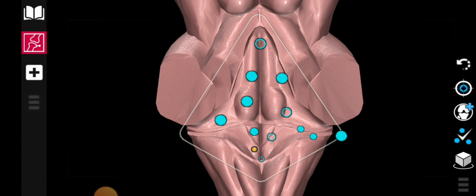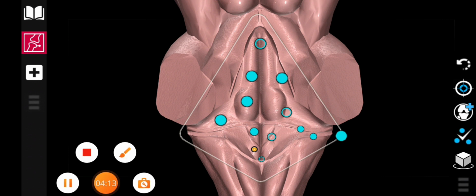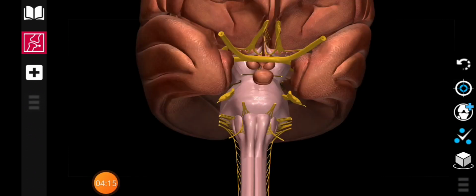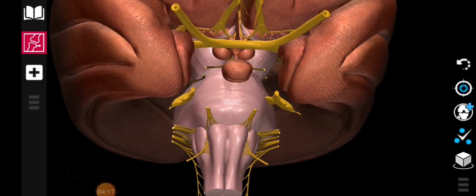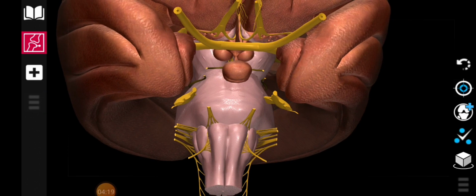Now, a very important structure in relation, again, to the base of the brain, you would say.